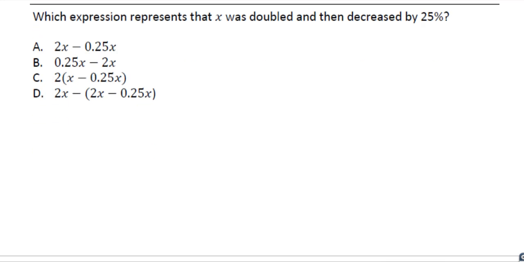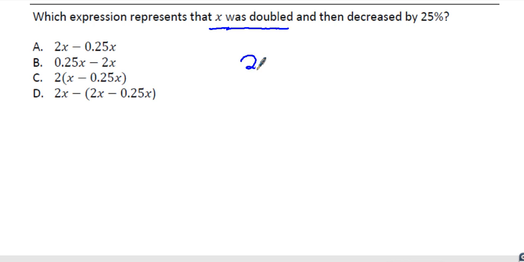Which expression represents that X was doubled and then decreased by 25%? Doubled and then decreased by 25%. So I start with X and I double it. If I do what they asked me to do, X was doubled, that would have been 2 times X, and then decreased by 25%. So if I'm decreasing by 25%, it's always important that you know that this is 25% of X.